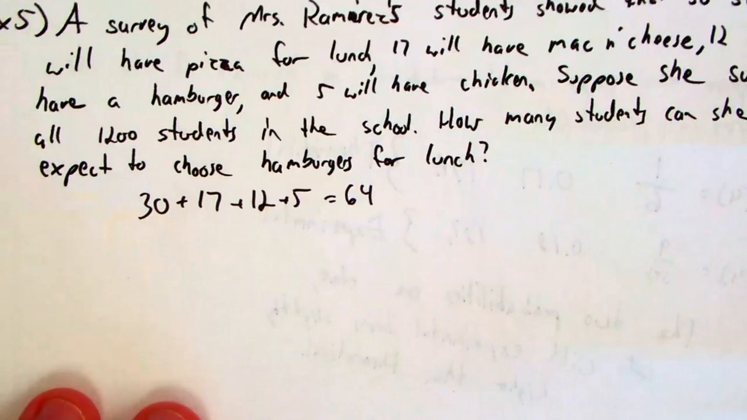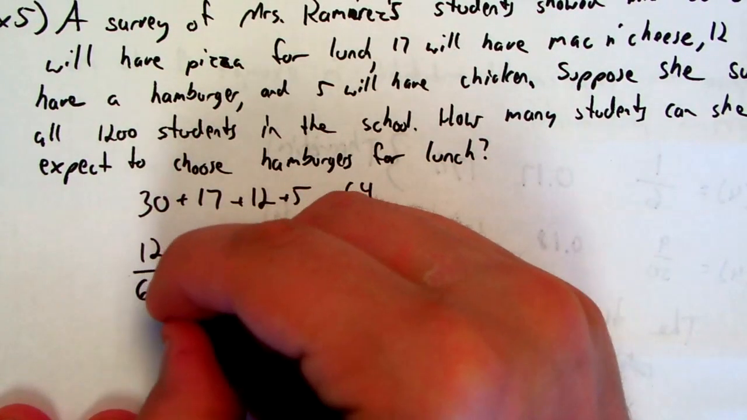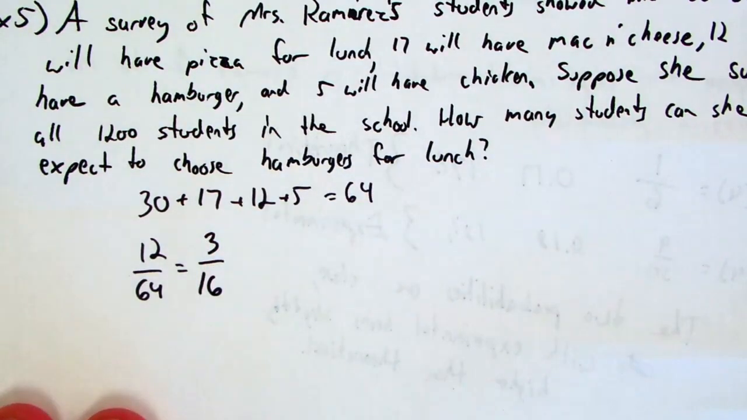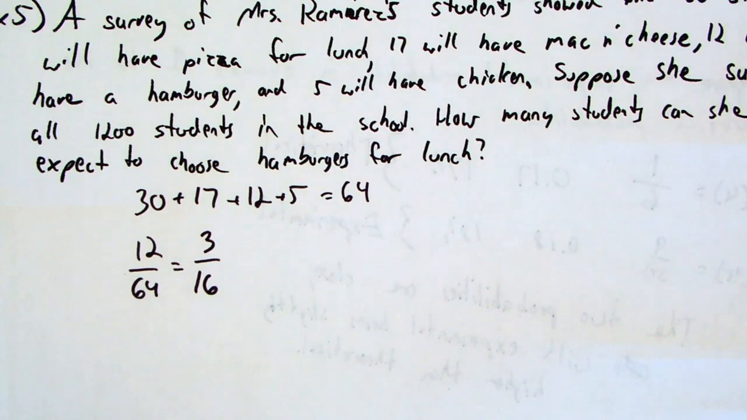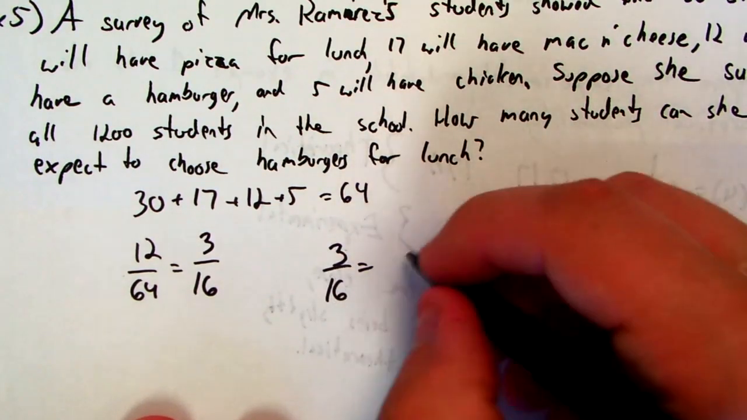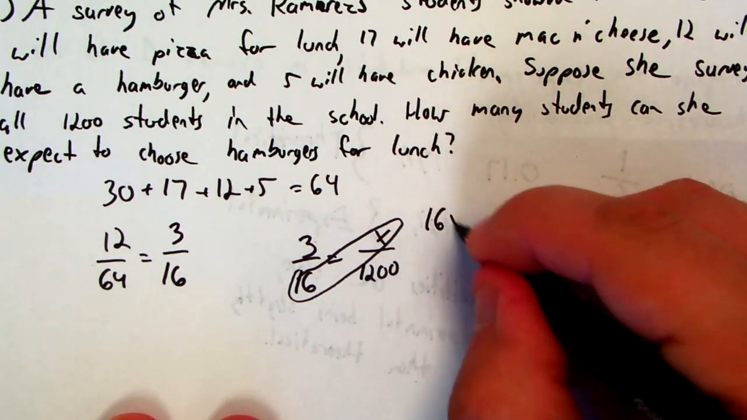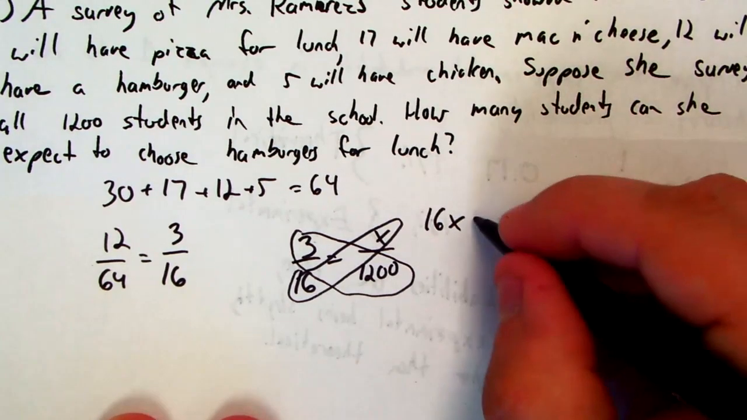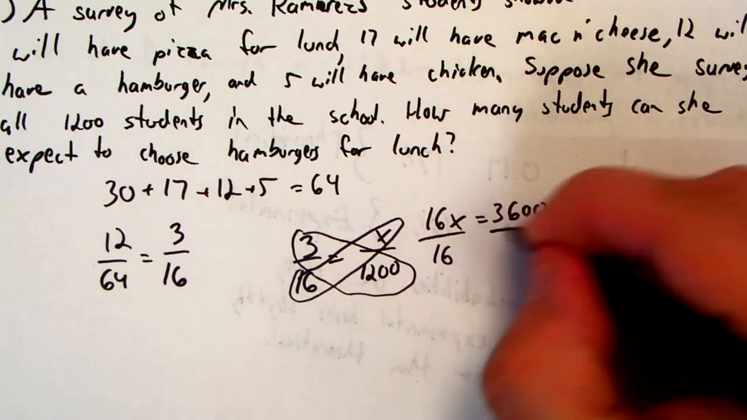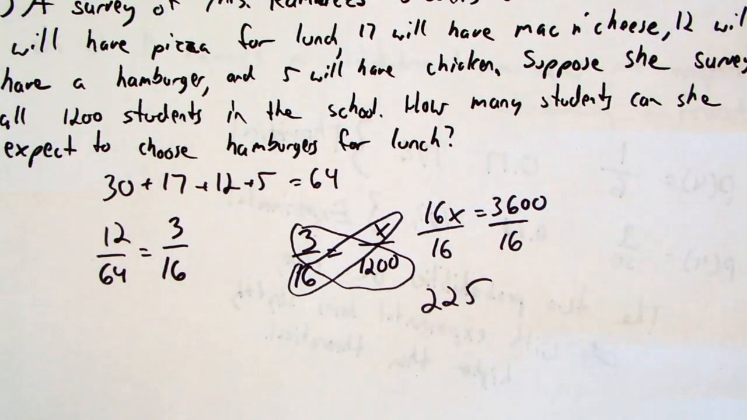So the probability, in this case experimental probability, was 12 hamburgers out of 64 people. If I simplify this down, there's a common factor of 4 here, so this would be 3 out of 16. There are a couple different ways that we can do this. The most efficient way is 3 out of every 16 of her students said they wanted a hamburger. So how many would that be out of 1,200 students? Cross products. So this would be 16x. 3 times 1,200 is 3,600. And then I simply have to divide by 16 on both sides to figure out how many students can be expected to buy hamburgers, and that would be 225.